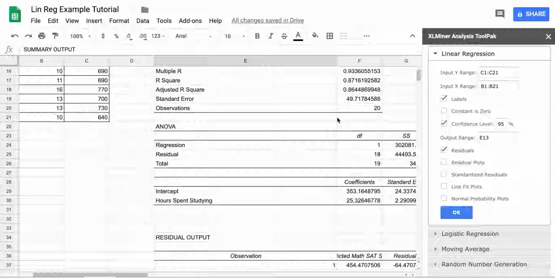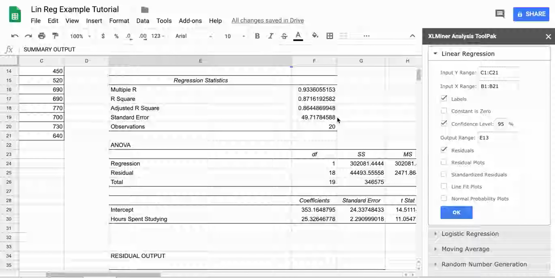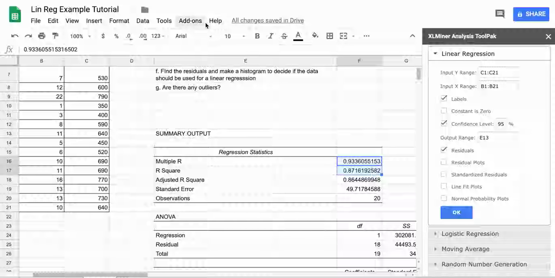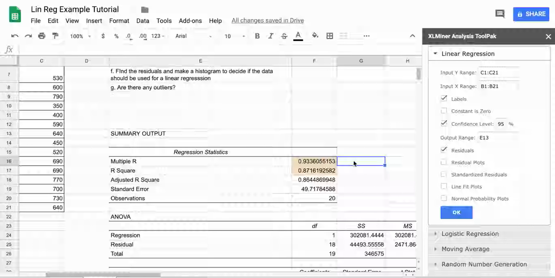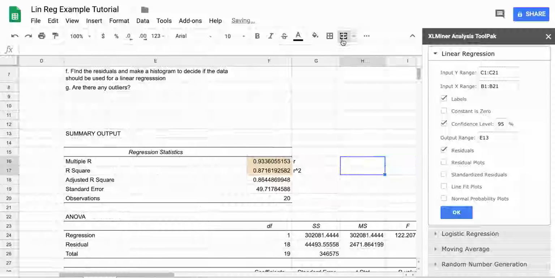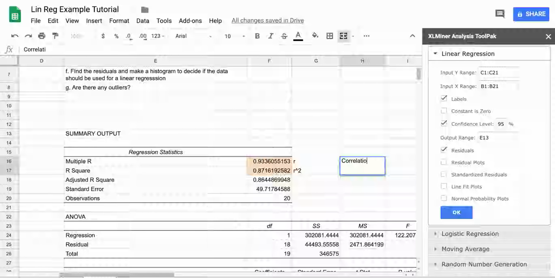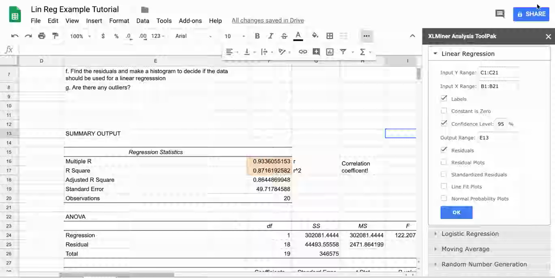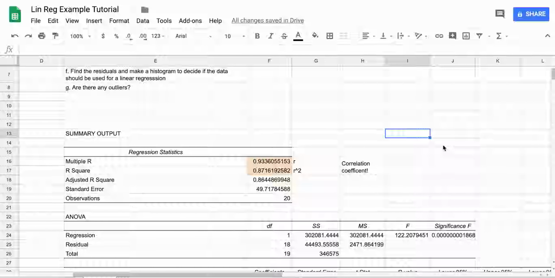All right, summary output. And you can see there's a whole bunch of stuff going on. So let's walk through what all of these are. Notice that right here, there's your correlation coefficient. Here is your little r, and here's your little r squared. These are the correlation coefficient. Very exciting. Oh, we can close this out now. We don't need it. We're done. All right.